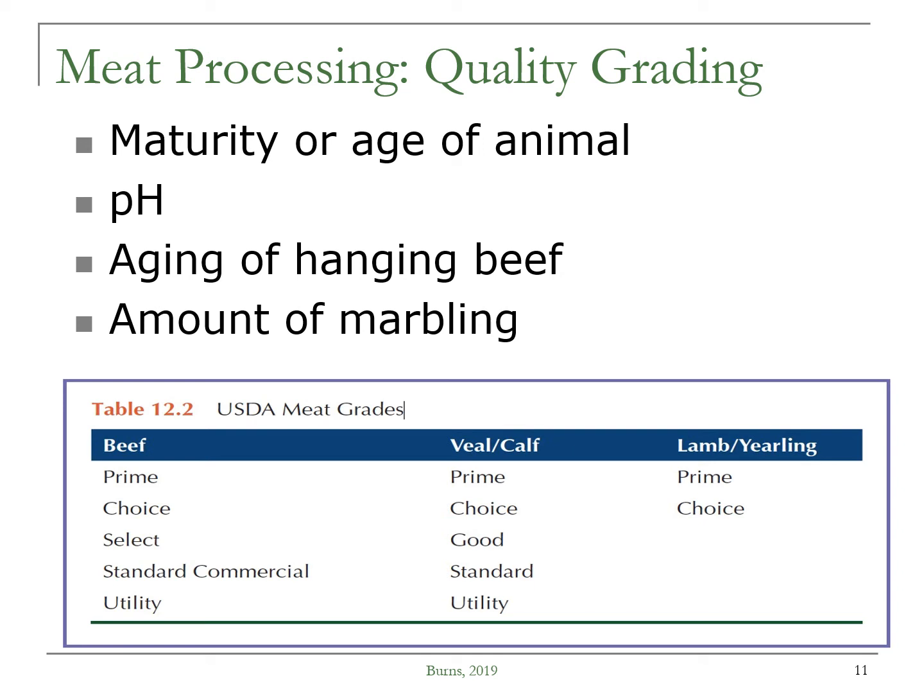Different factors that will influence the quality grade include the maturity or the age of the animal. Older animals tend to have more connective tissue, and with more connective tissue, the tougher the meat will be.